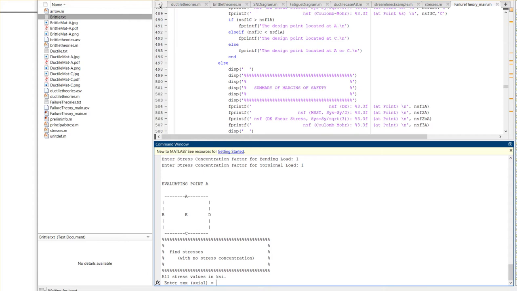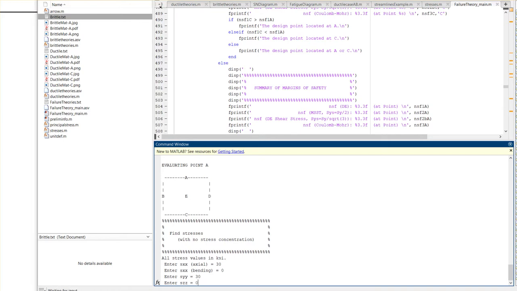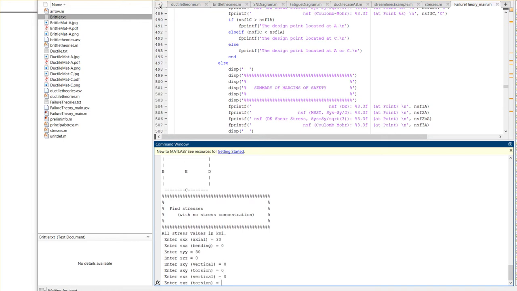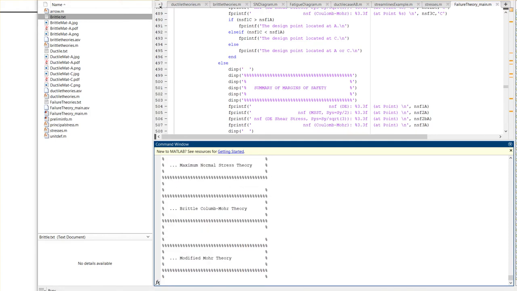As it was before, I'm going to apply this to the axial or bending. I can apply to both. So it was 30. So let's just put 30 there, 0 here. Put 30 here, and everything else was 0 in this problem. Okay. And yes, the loads, the factors are already applied. You let it go and you run.